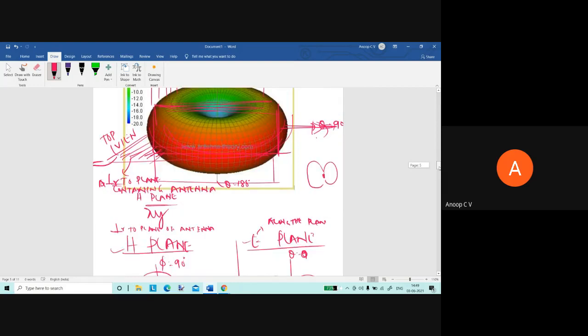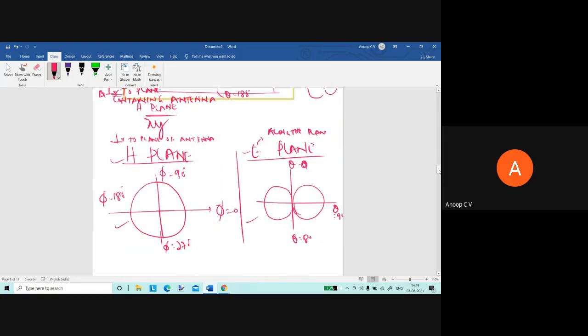In this case, the dipole antenna is kept like this, along the z-axis. If you look at it, it will be a dot here. The z-axis will be this, so the antenna is kept along this, perpendicular to this plane, and this is the plane.